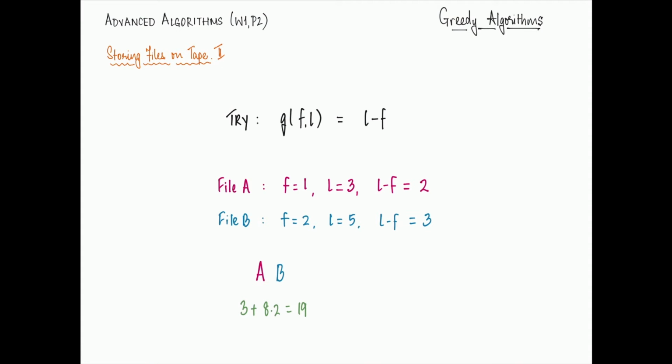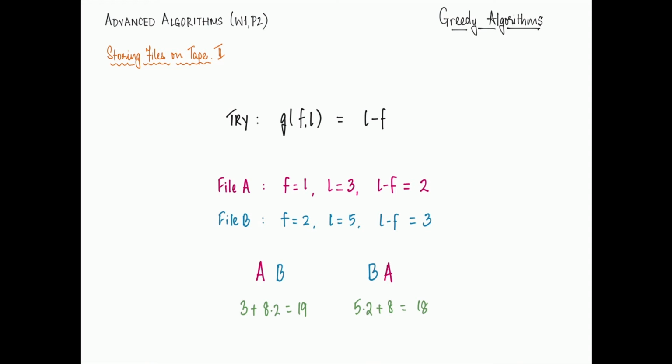And in this case, notice that the total cost is going to be 3 for accessing file A once and 2 times 8 for accessing file B twice, because you now have to access A to be able to access B. So the cost of accessing B is 8 and you're going to access it twice. So 8 times 2 is what you get for the cost of accessing B, and that gives you a total cost of 19.